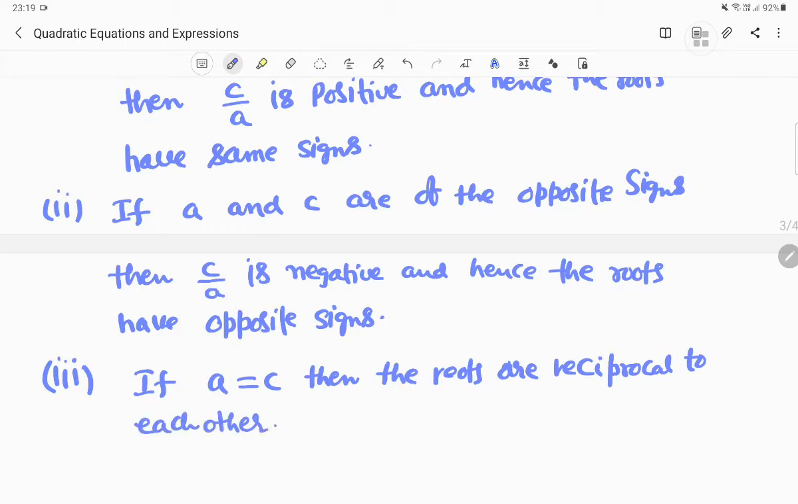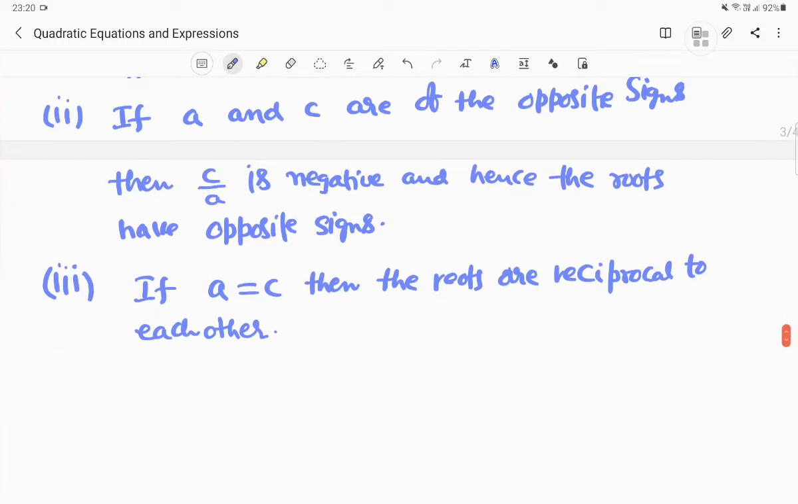That means, suppose 2 is a root of the quadratic equation. If A is equal to C in that equation, 1 by 2 is also a root of this equation. That is the meaning. If A is equal to C, then the roots are reciprocals to each other. And the coming property is very, very important. Based on this, I will discuss the questions also.